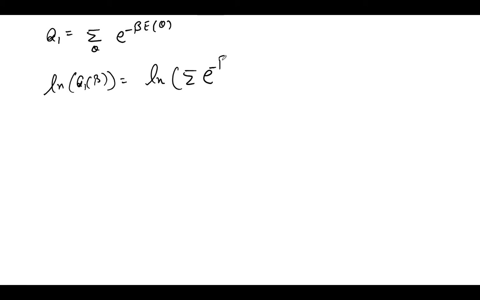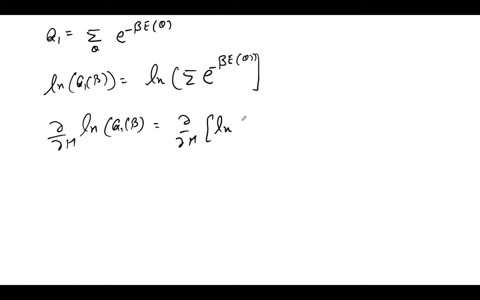Now if I take the logarithmic value of q1, which is the summation of exponential of minus beta into E(theta), the energy depends upon the orientation, which is due to mu and our external magnetic field H. So taking the log of this single dipole partition function, and taking the derivative of log of q1(beta), I can write this as log of the summation of e raised to the power minus beta E(theta).